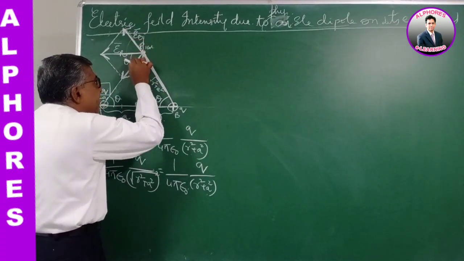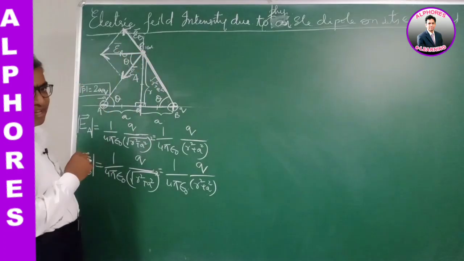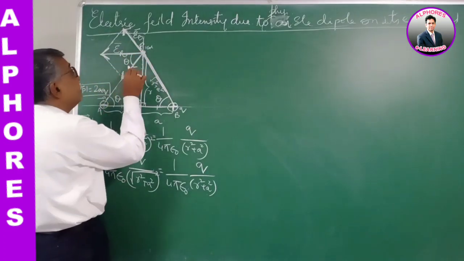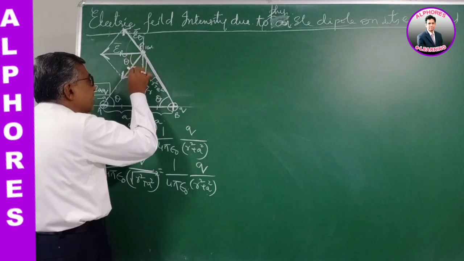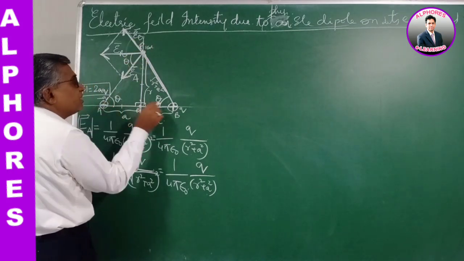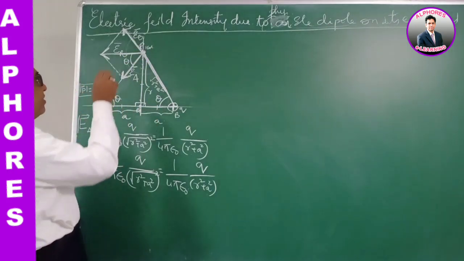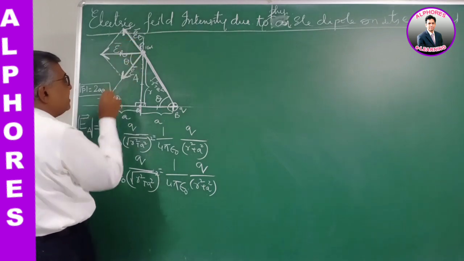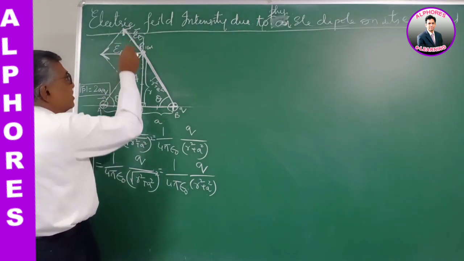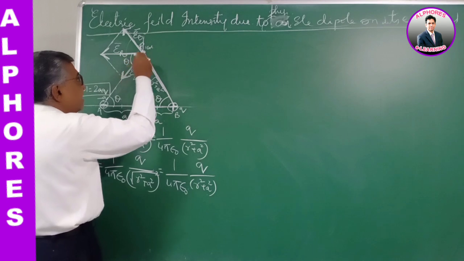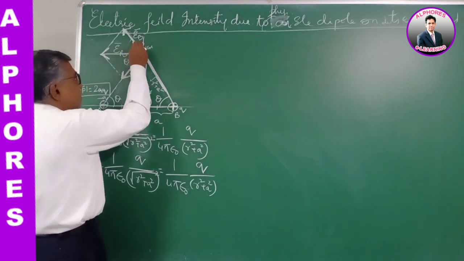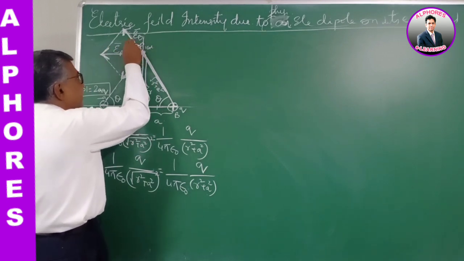So the remaining angle is 180 minus alpha. So therefore, this is alpha, this is 180 minus alpha. But 180 minus alpha is nothing but 2 theta. So therefore, this exterior angle is the sum of the two interior angles. This total angle is 2 theta and this is the angular bisector. So this is again theta.